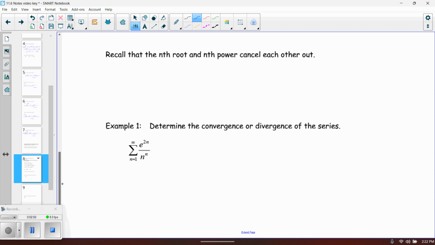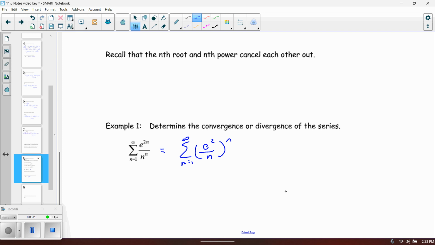What I have are some kind of functions here where I've got these functions being raised to the nth power. The functions are not constant, so we can't use geometric here. But what I can do is rewrite the series so that it looks like everything being raised to the nth power. Remember that e to the 2n is the same thing as e squared to the nth power. So we're going to rewrite that as e squared divided by n, all raised to the nth power. Now you should be able to see, oh, okay, everything's being raised to the nth power.